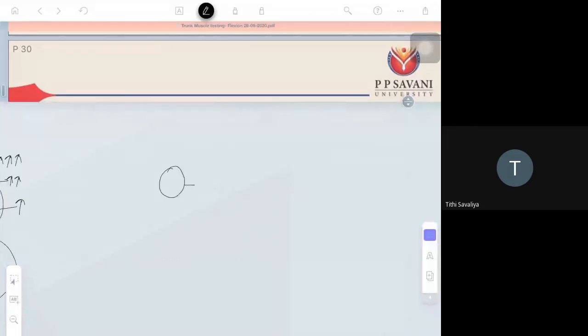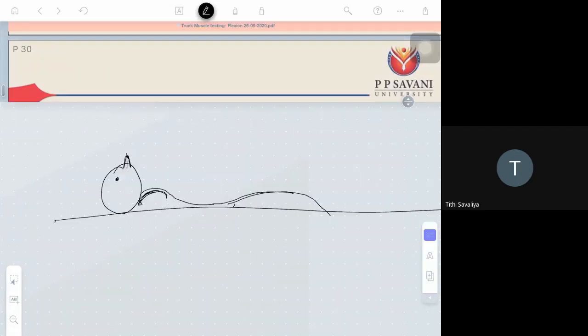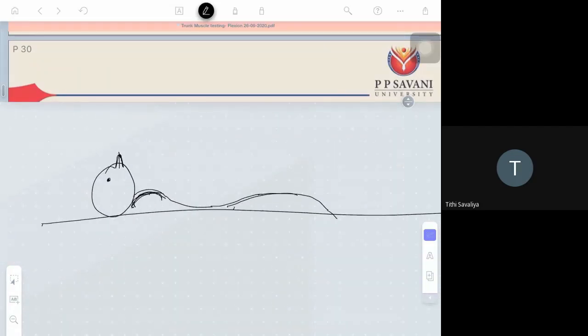Imagine the patient is lying supine. This is cervical lordosis. Cervical lordosis, thoracic kyphosis, and lumbar lordosis. This is lumbar lordosis.